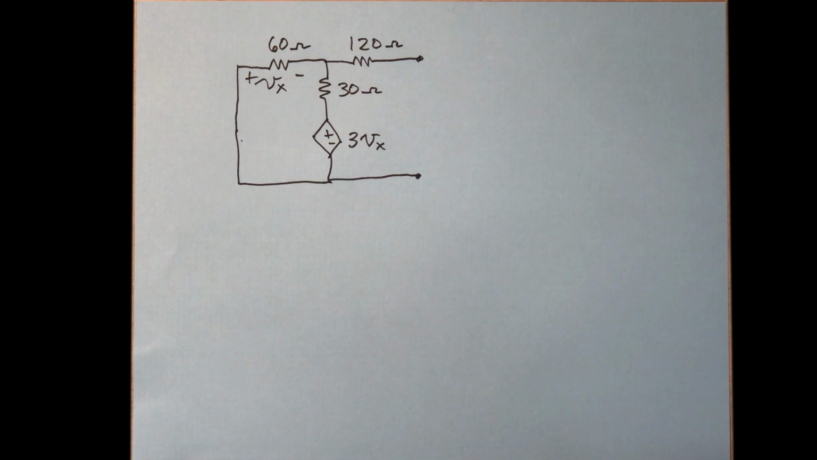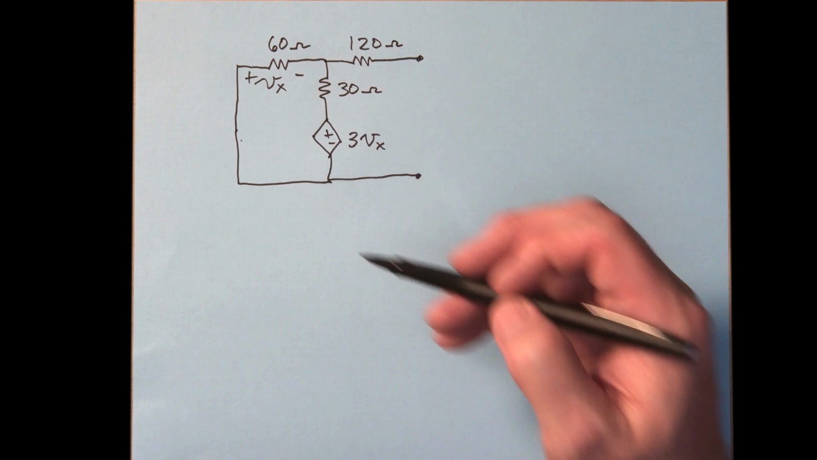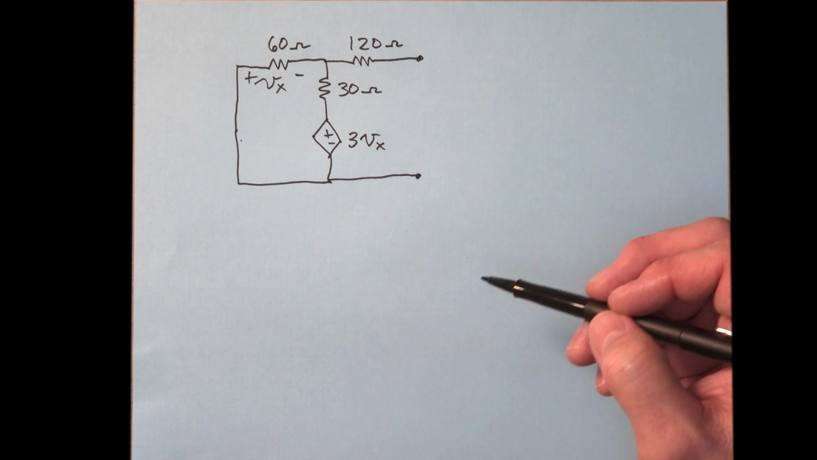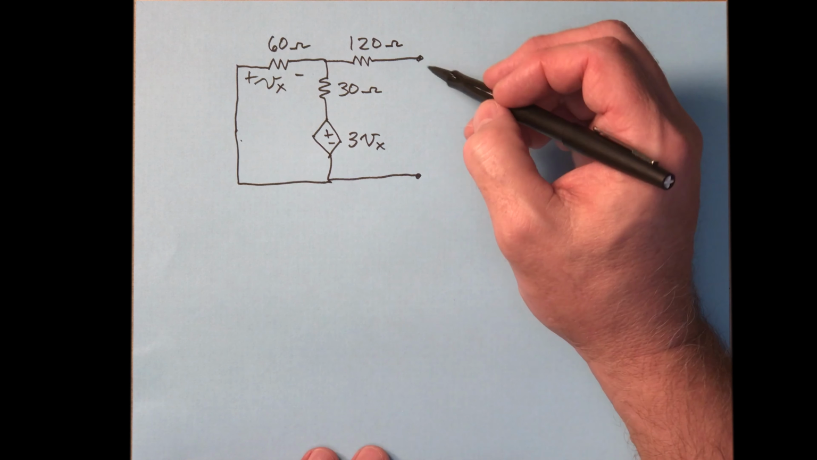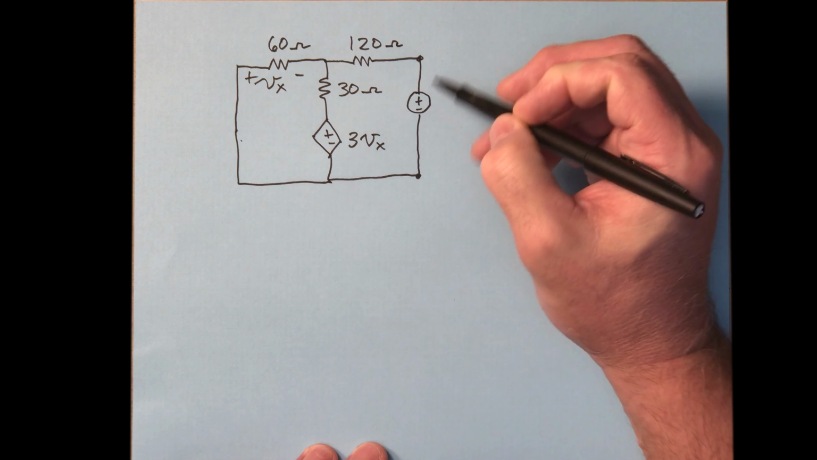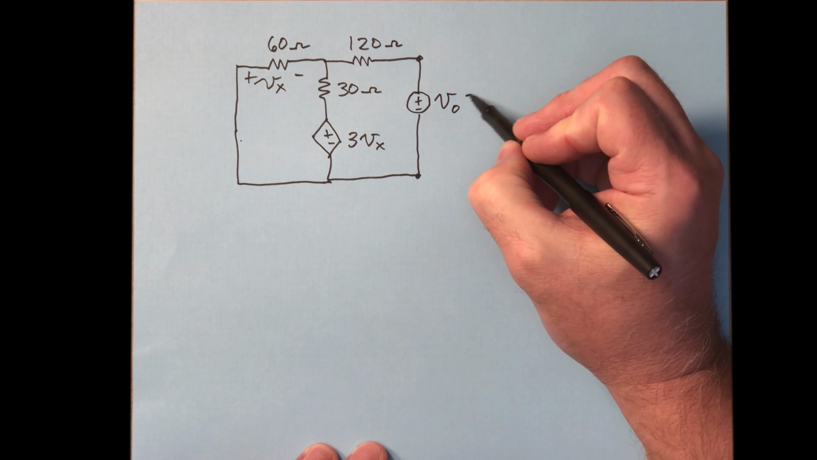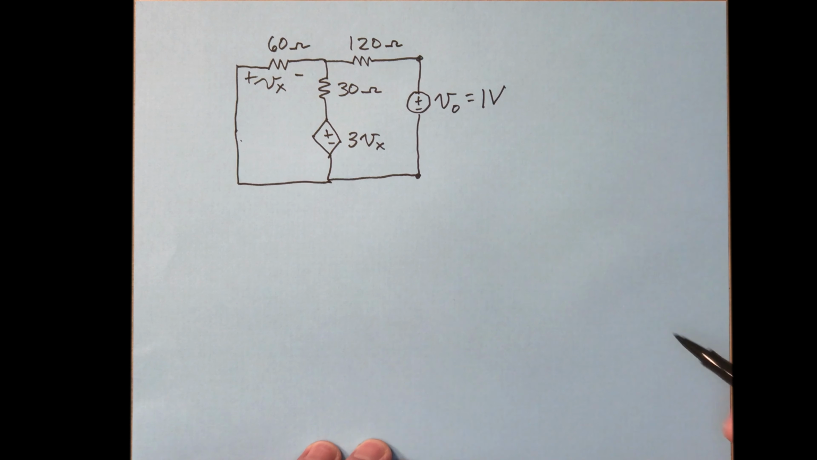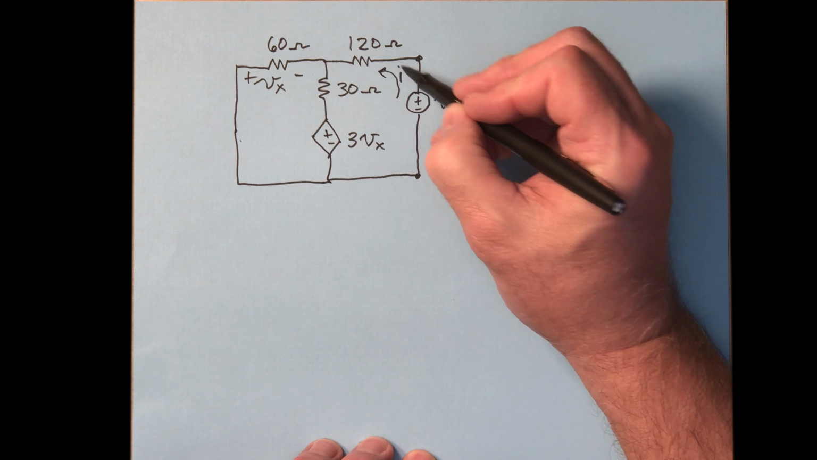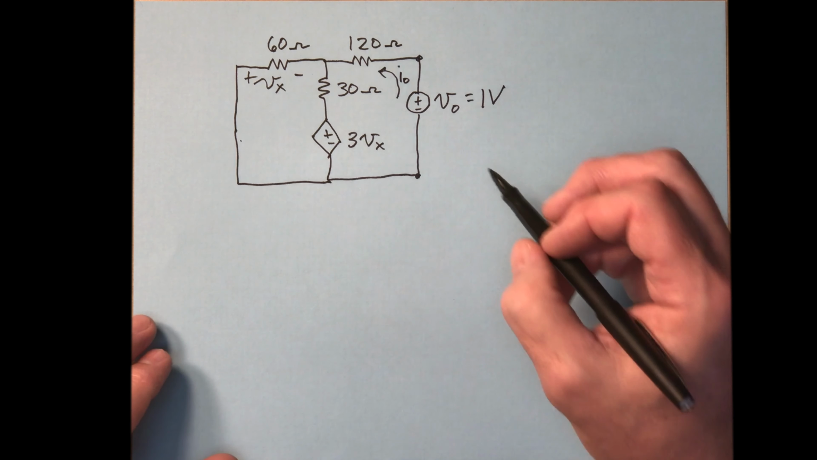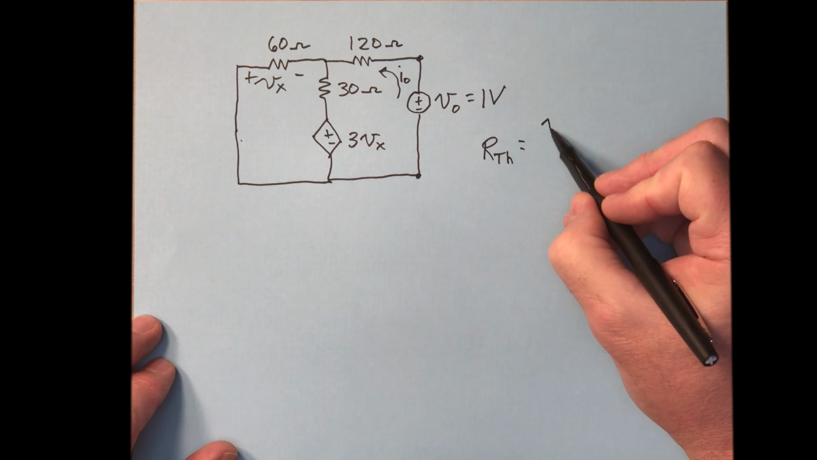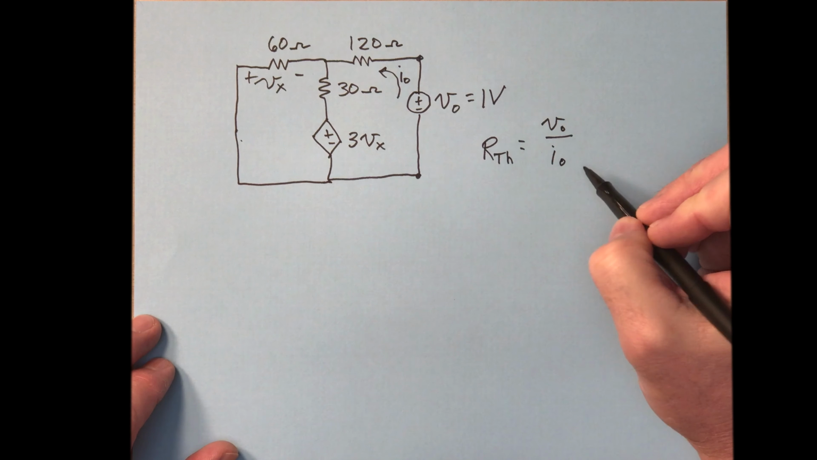All right, there is our circuit with the 9-volt disabled. And we don't have the load hooked up because this is what we want to find RTH from. So let's put on our test source. And that's going to be, we'll make it 1 volt. And we need this current, I naught. Once we find I naught, then RTH is just going to be V naught over I naught.